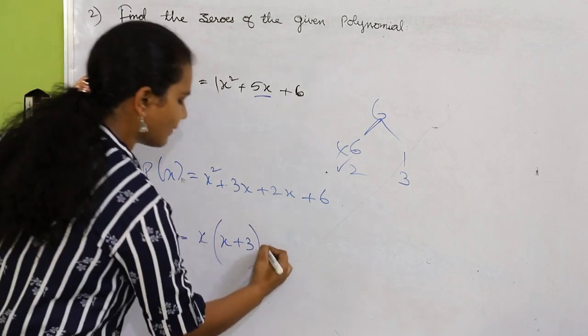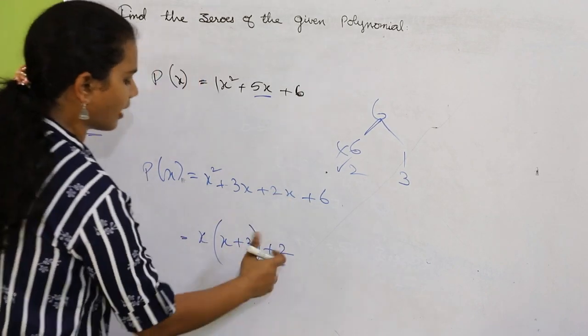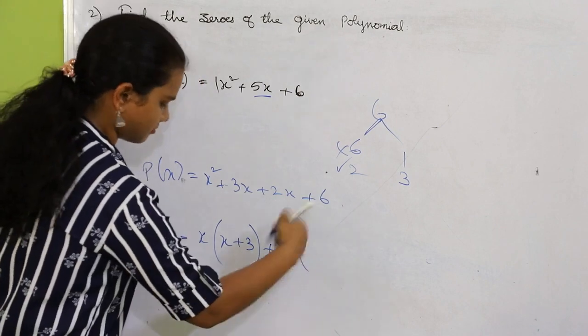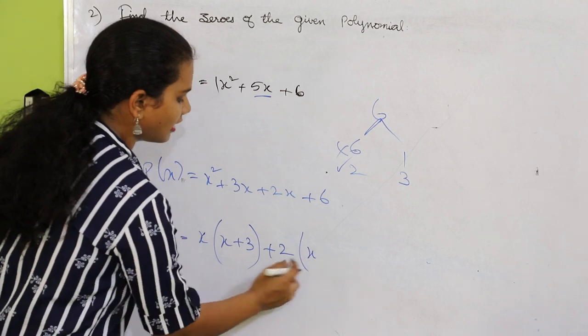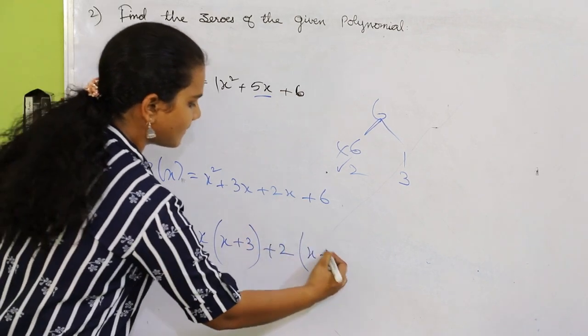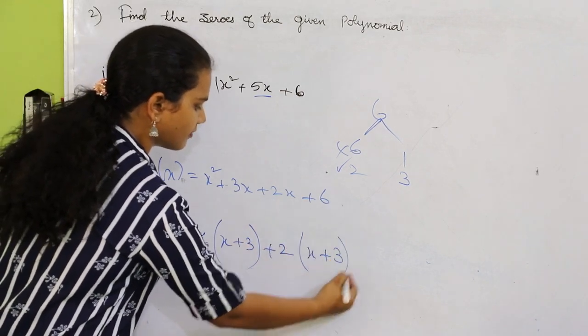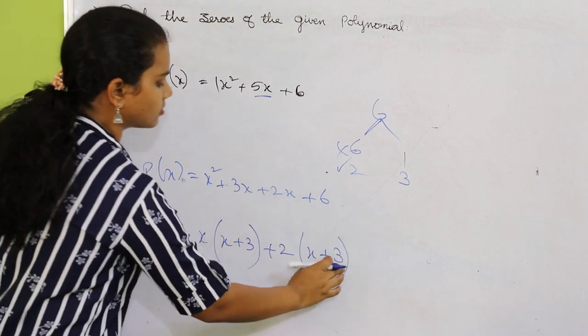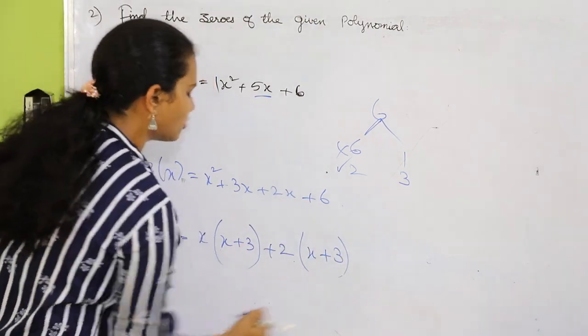So what I do? I will take plus 2 over here and make a bracket. Now here, 2 into x, 2x plus 3, right? 2 3s are 6, so add 3 over here.